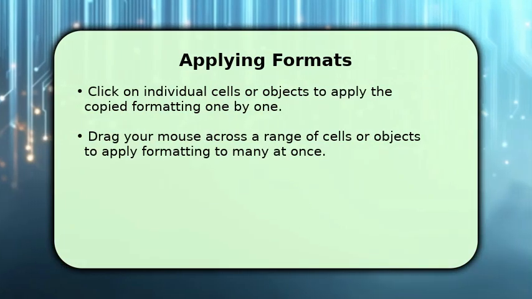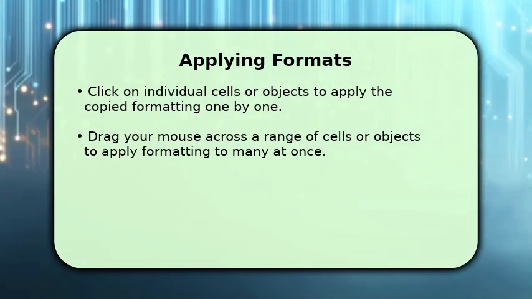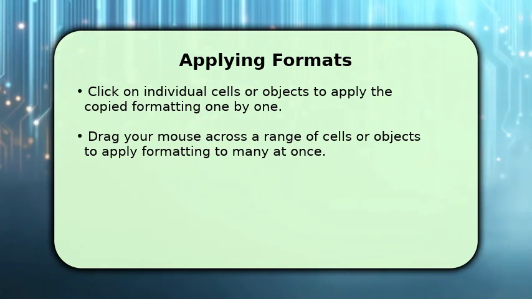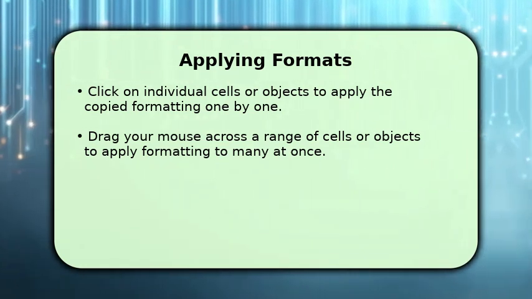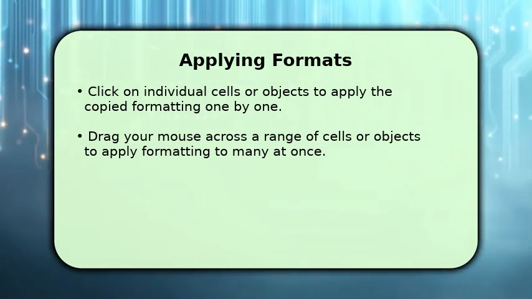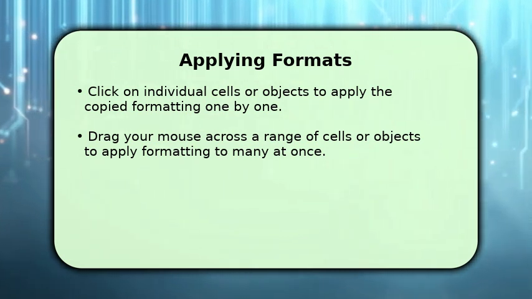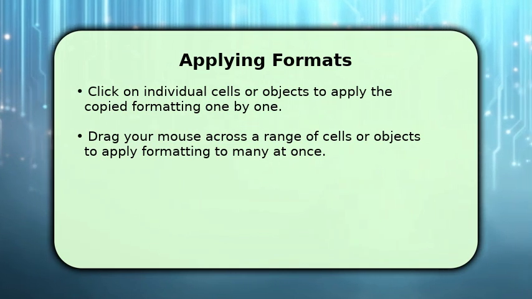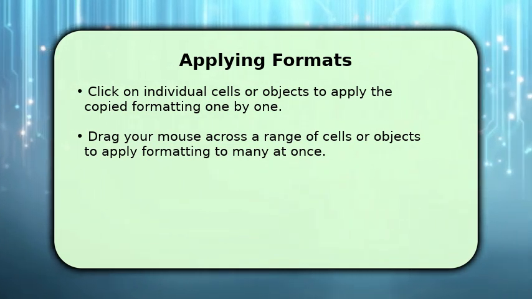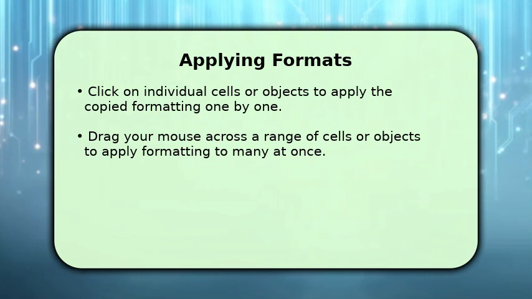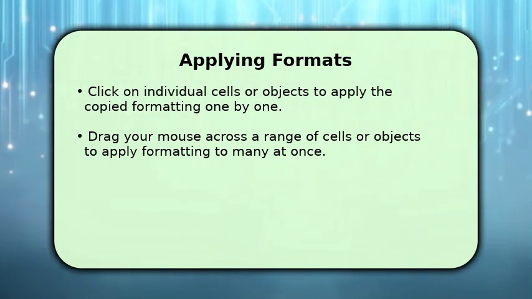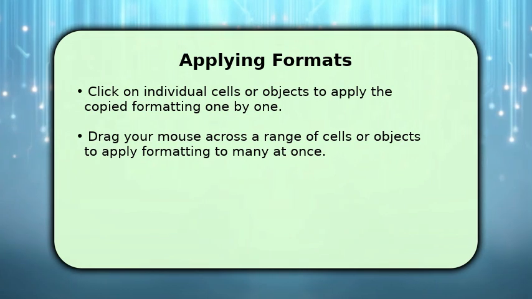With Fill Format Mode active, you can now apply the copied formatting. For individual applications, simply click on each cell or object where you want the format to appear. If you need to format a larger area, click and drag your mouse across the desired range of cells or objects. The formatting will instantly be applied to everything within your selection, making bulk changes incredibly efficient.